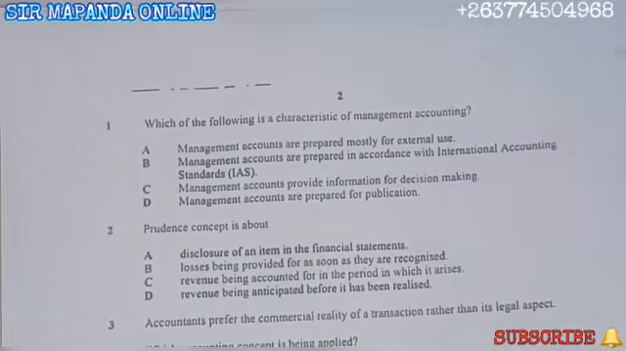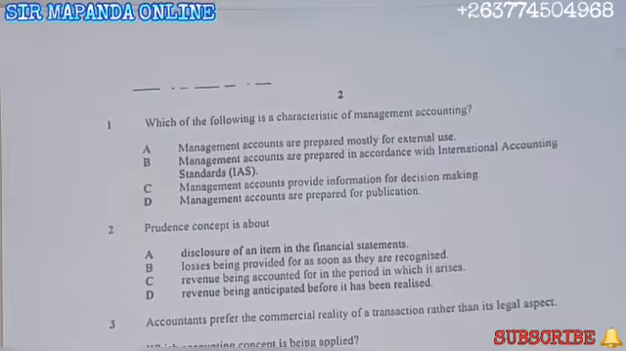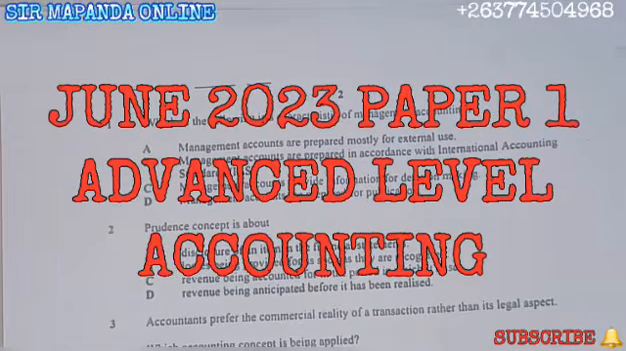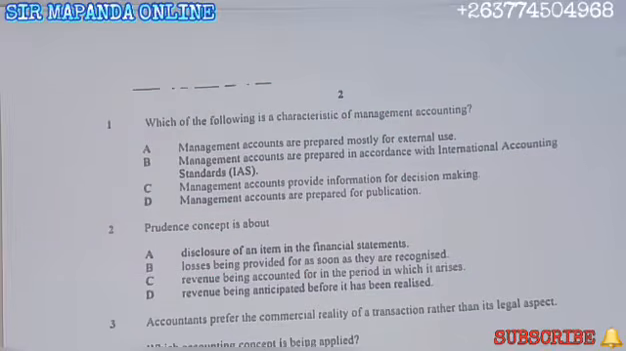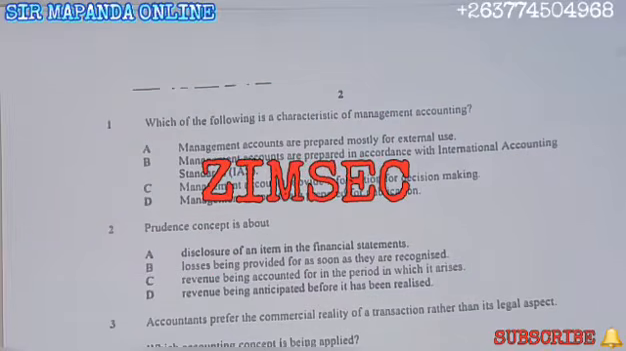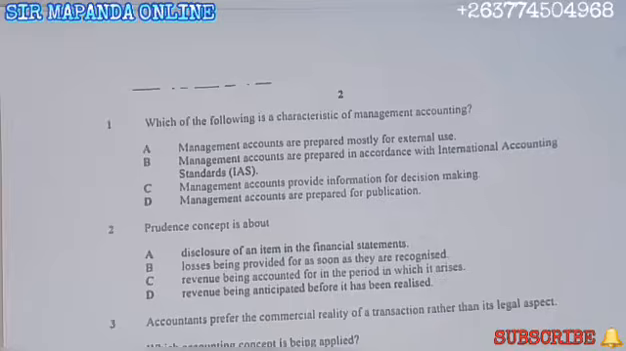In today's lesson, you are going to focus on June 2023, Paper 1, Advanced Level Accounting, Zimsec. The first question reads, which of the following is a characteristic of management accounting?